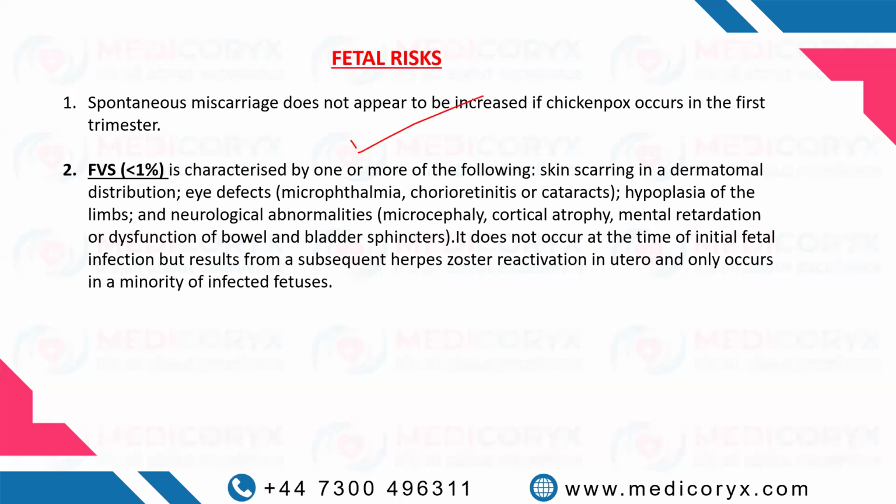It can be characterized by one or more of the following: skin scarring in the dermatomal distribution, eye defects such as microphthalmia, chorioretinitis, cataract, hypoplasia of the limbs, and neurological abnormalities like microcephaly, cortical atrophy, mental retardation, or dysfunction of the bowel and bladder sphincters. It doesn't occur at the time of initial fetal infection, but results from a subsequent herpes zoster reactivation in utero, and only occurs in a minority of the infected fetuses. So the first infection might not result in fetal varicella as such, but if there is subsequent herpes zoster reactivation in utero, it will result in fetal varicella syndrome, less than 1%.